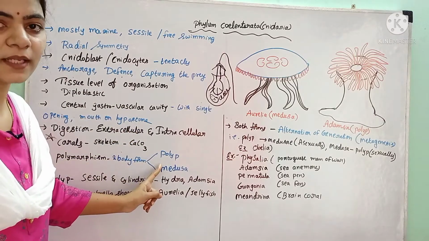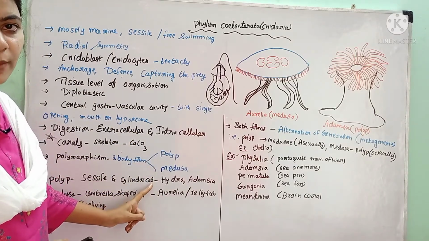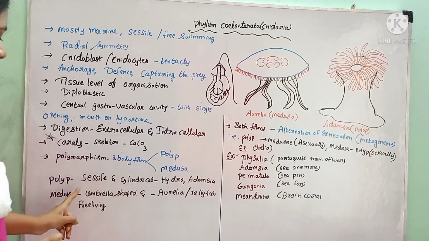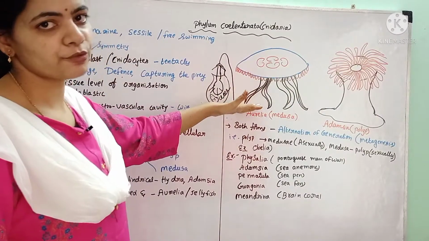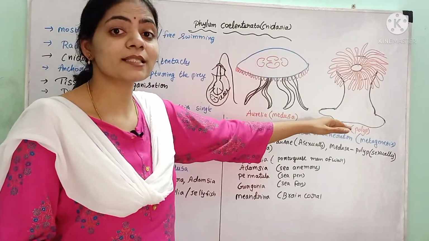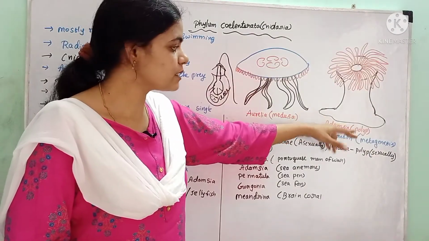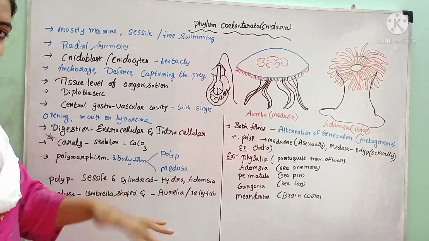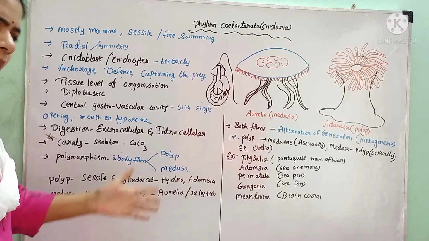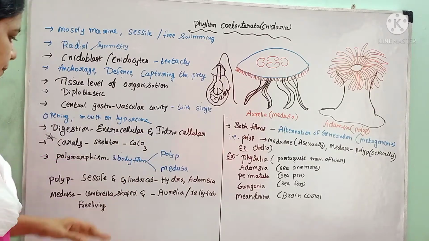One body form is called polyp and the second body form is called medusa. This is the polyp form and this is the medusa form. The polyp form is sessile. Sessile means attached to the substrate. It may be a rock or any other animal, it may be anything. It is attached to the substratum.